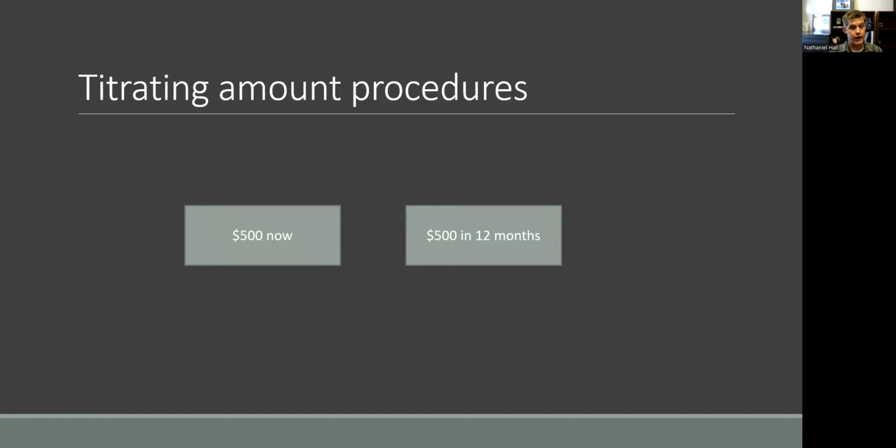But we can figure out what is that point at which you reverse from choosing the $500 in 12 months from now to the immediate reinforcer. And that is where we would say you would have that preference reversal. And where that preference reversal occurs can help us better understand what your discounting rate is.